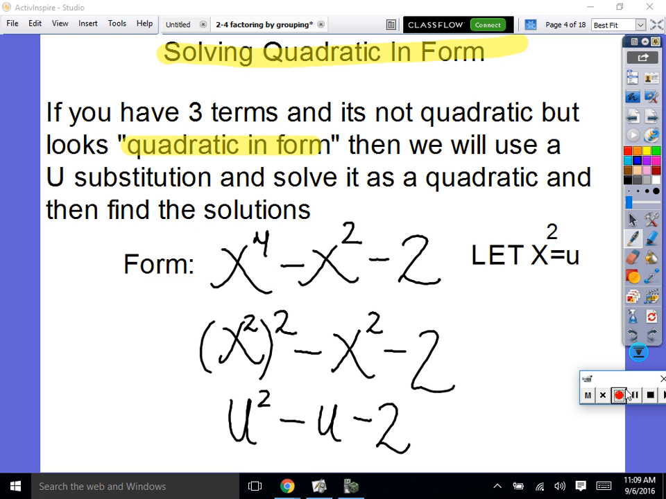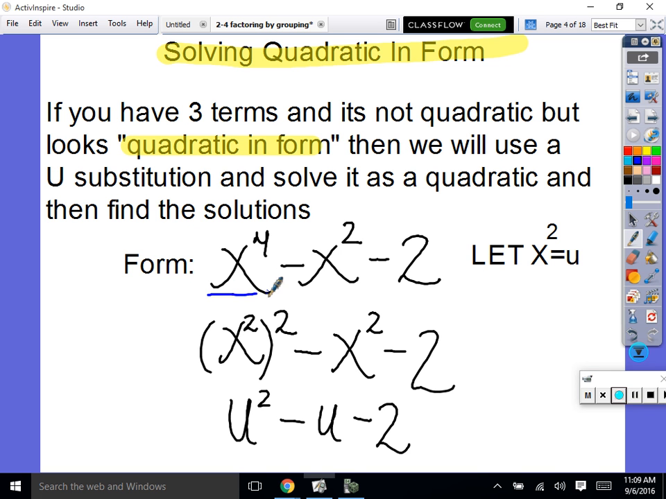If you have 3 terms, or 2 sometimes, if you have 3 terms and it's not quadratic, but looks quadratic in form, meaning, so then we will use substitution and solve it as a quadratic, and then we'll go back and find the solutions. So everybody look up here. Do you see how this is x to the 4th minus x squared minus 2? Yeah. That is not quadratic. As it is right now, we would not do what multiplies to a times c and adds up to b because it's not quadratic. That's a quadratic method.